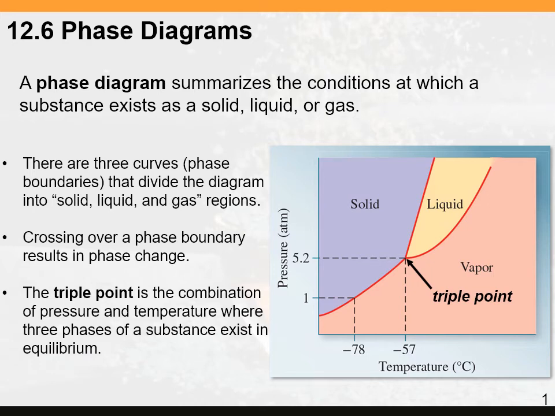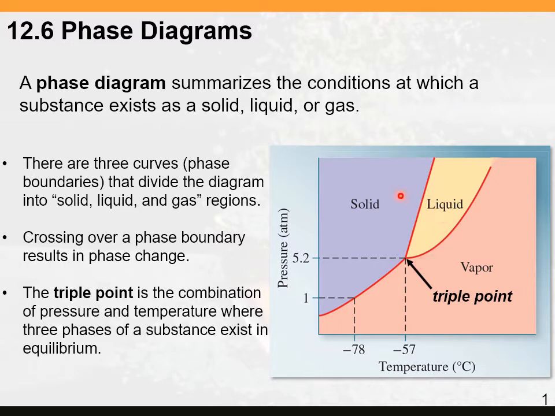In this part of the chapter, we are going to talk about phase diagrams. Phase diagrams show the pressure and temperature conditions at which a substance exists as a solid, liquid, or vapor. These regions are separated by phase boundaries: the solid vapor phase boundary, the solid liquid phase boundary, and liquid vapor phase boundary. Crossing over a phase boundary results in a phase change.